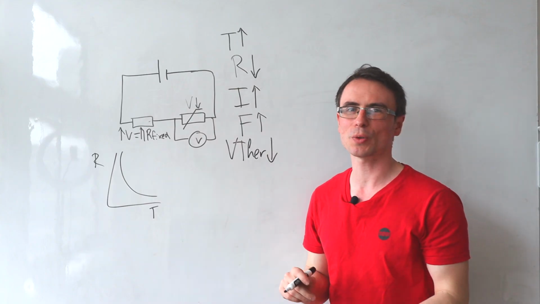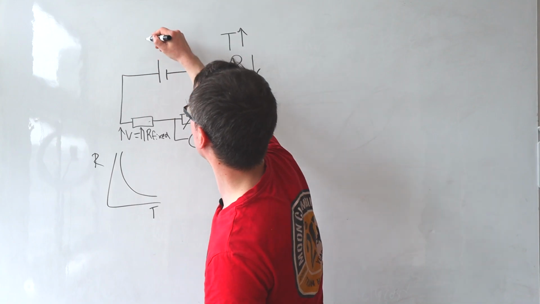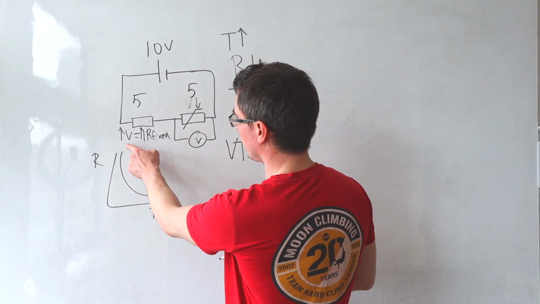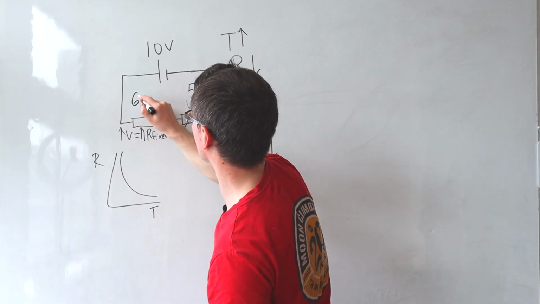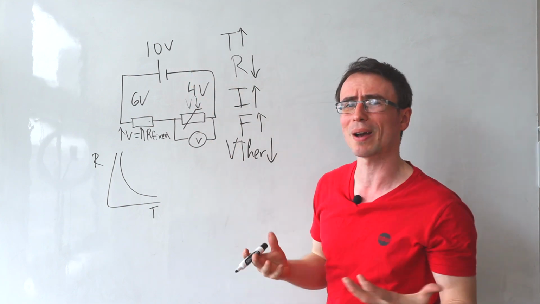This can be a little bit tricky to understand, so plugging in numbers can sometimes help you in those situations. So let's say that the total was 10, and initially there were 5 and 5, but if this one here increased to 6 volts, then this one here will have to decrease to 4 volts because they need to add up to 10.